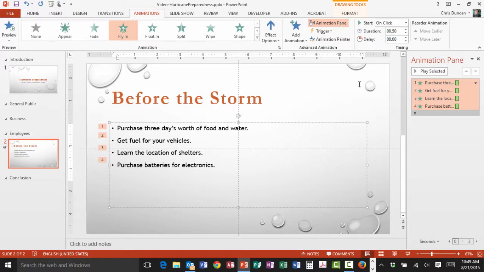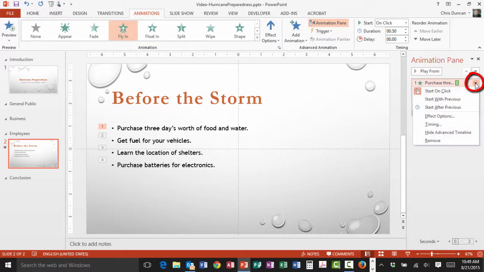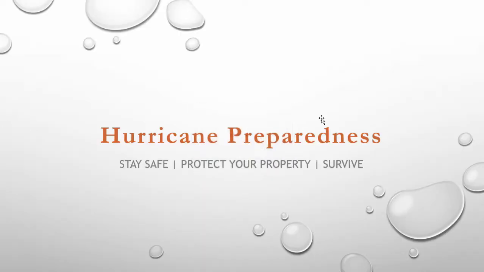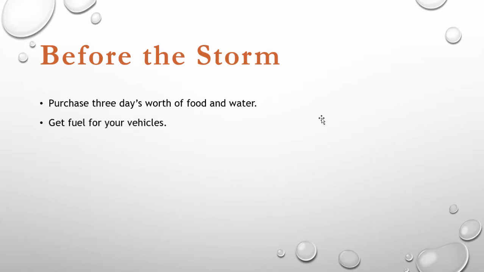So I'm just going to select the first bullet, number 1, in the animation pane, and then click the drop-down arrow beside it. And from the drop-down, let's choose Start with Previous. Now you can see my bullets have been renumbered 0, 1, 2, 3. And let's use the same keyboard shortcut again to go back and see how this looks. So I press the F5 key, and now I press the spacebar key, and you can see it automatically animates the first bullet on screen. As I continue to press the spacebar, the rest of my bullets will come on screen.